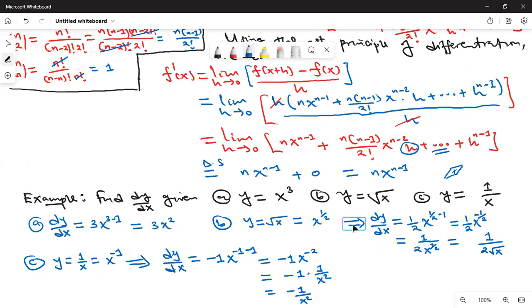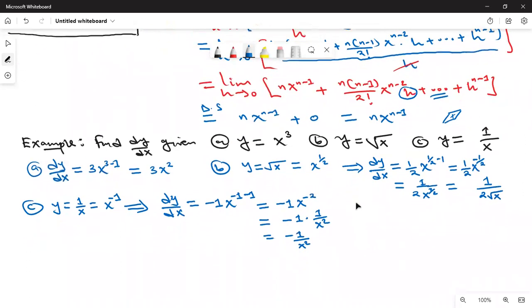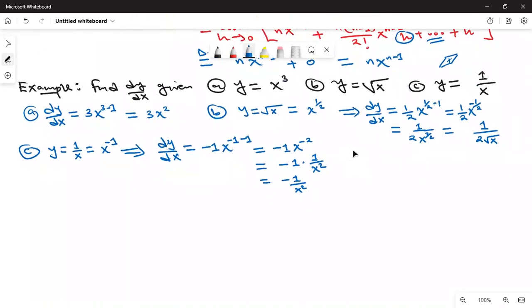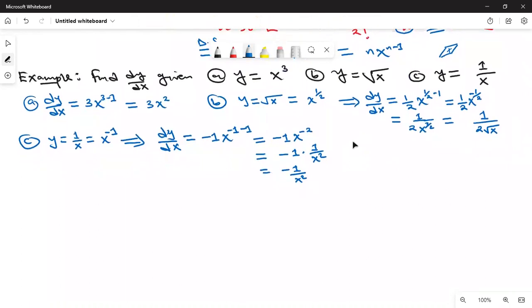So this is all about the power rule. I told you the power can be any real number. It can be positive, it can be negative, or it can be 0. So maybe I can give you another one where the power is 0. And you see, when the power is 0, then it is a constant. So let's say part D. Part D, we are told that y is equal to x raised to 0. x raised to 0 is 1. So what is dy dx?